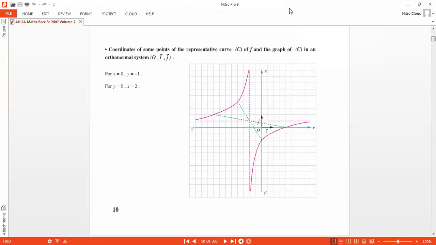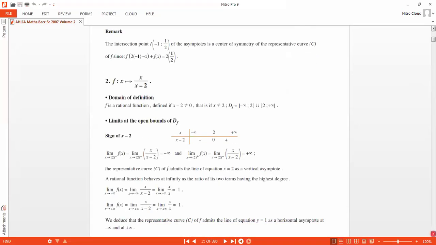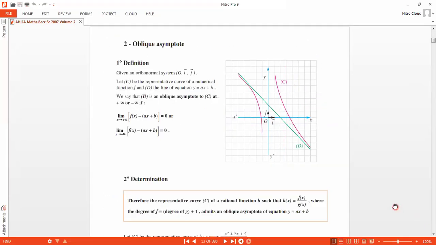Of course, I'm not going to solve all the cases of the functions. So now I'm going to go for the oblique asymptote. So we've already learned about the vertical asymptote and the horizontal asymptote. Now we're going to talk about the oblique asymptote. It's either at plus infinity or minus infinity. How do we prove that this straight line is an oblique asymptote?